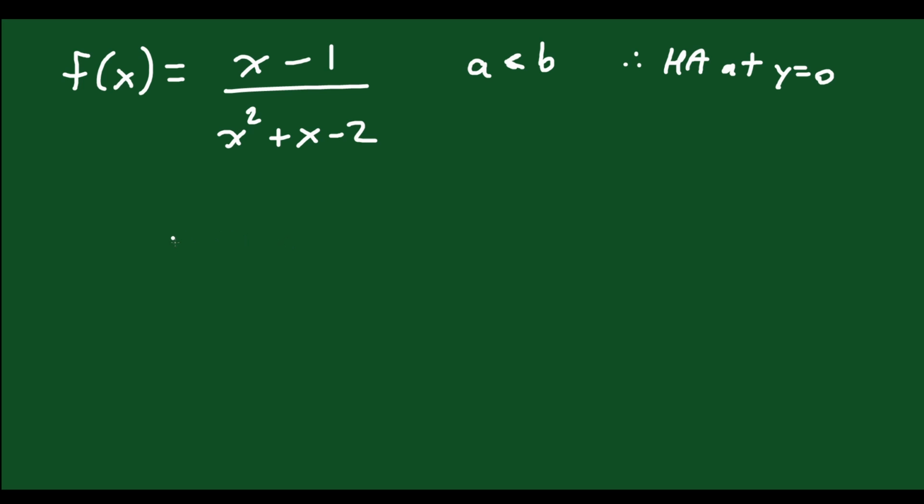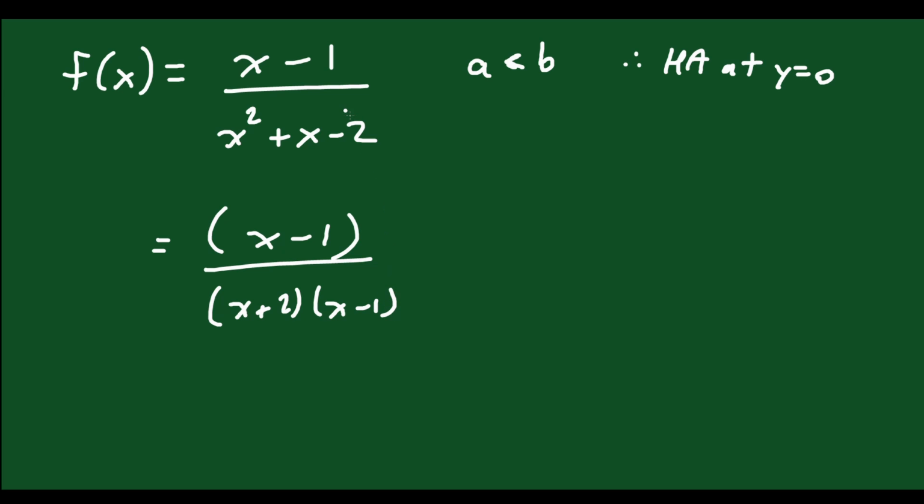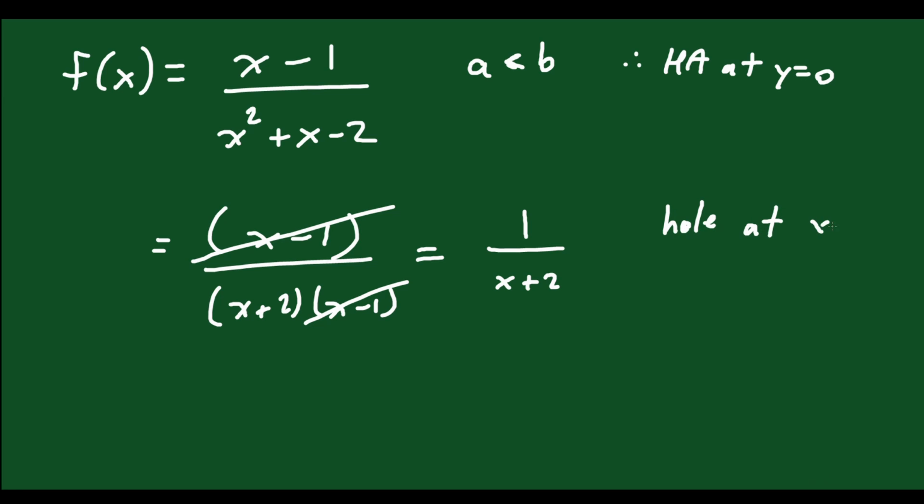So what we'll do next is we'll factor everything, right? On the top, you'll have x minus 1. On the bottom, that's a simple trinomial. That'll be x plus 2, x minus 1, right? Because 2 times negative 1 is negative 2. Add them together, you get 1. And if you notice, the x minus 1 cancel, and you're left with 1 over x plus 2. So that means that there's a hole when those two things cancel, right? So you have a hole at x equals 1. Now, what is a hole?